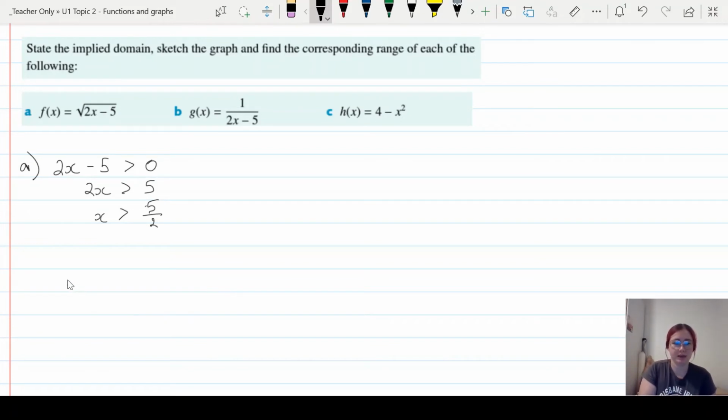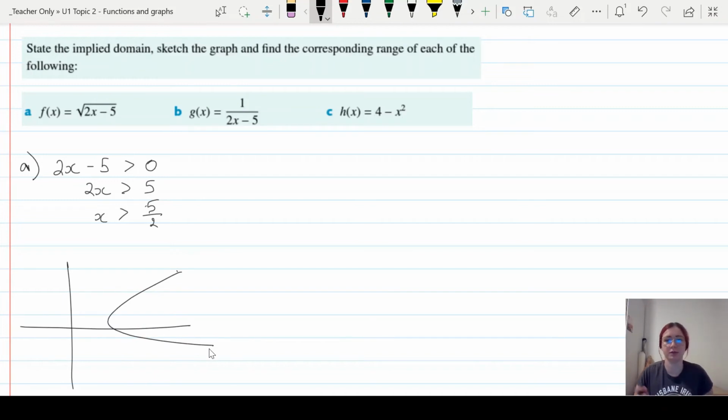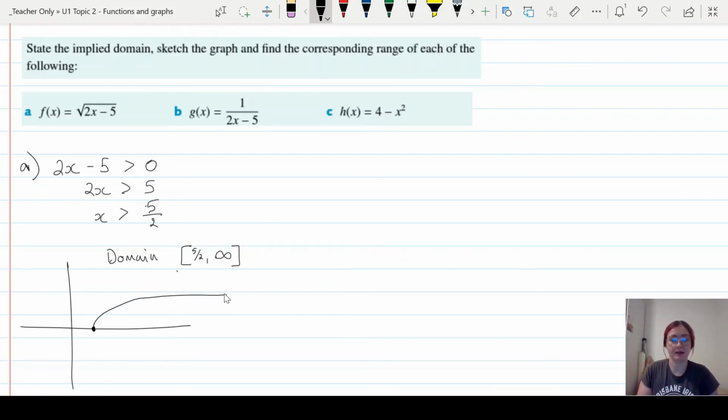Now, the type of graph this actually looks something like that. It's sort of a sideways parabola, if you like. So we know that x has to be bigger than 5 on 2, so it's going to start about there. And if we think about the values of the range, so the values of y, when x is bigger than 5 on 2, we would write our domain as being 5 on 2 up to infinity, because it can be any positive number there. That's going to look like that.